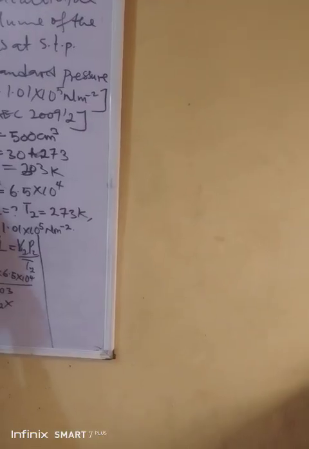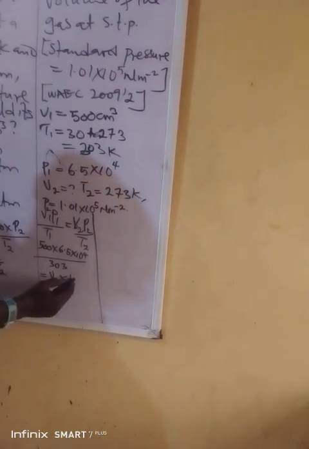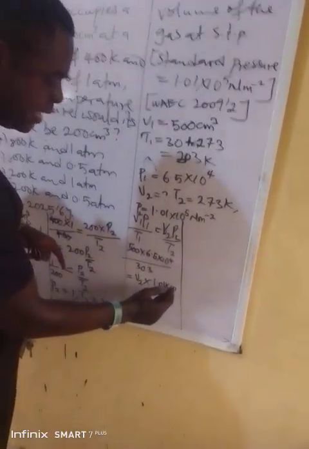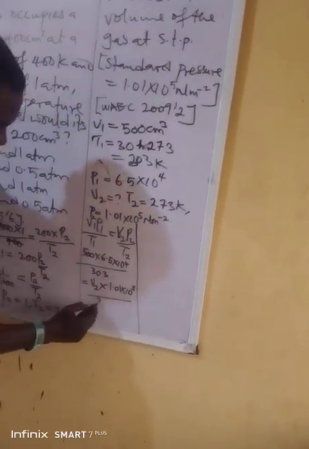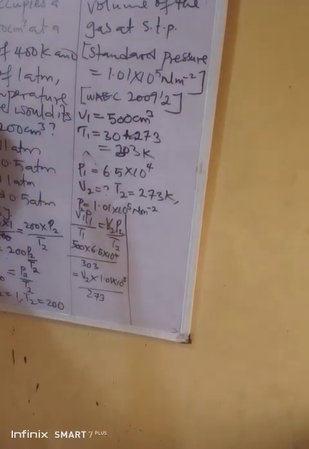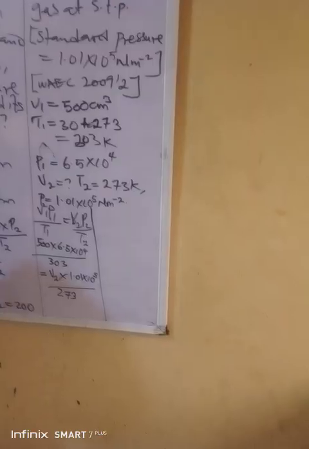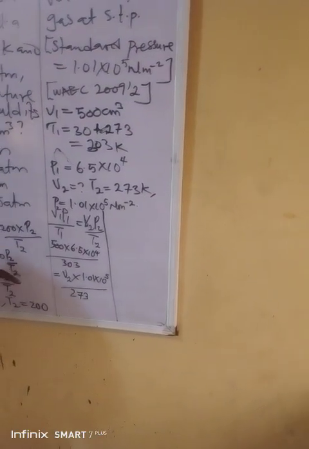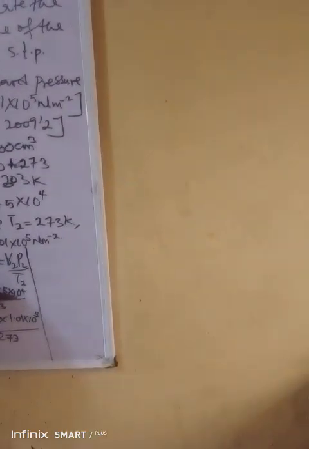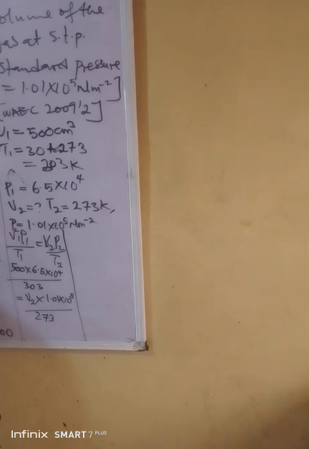This one now, this is P2: 1.01 times 10 to the power 5 over what's my T2 there? 273. Now let's simplify this matter. Multiply this one. Forget about the 10 to the 4. Okay. Can you do it with the 10 to the 4?